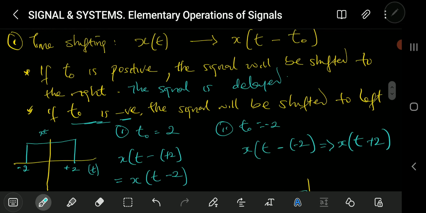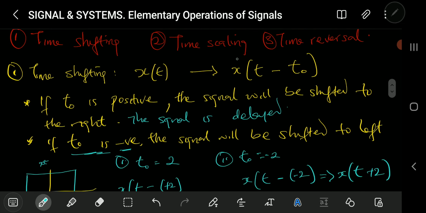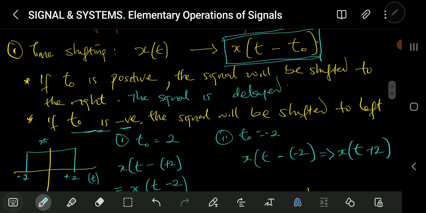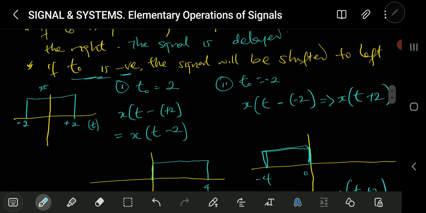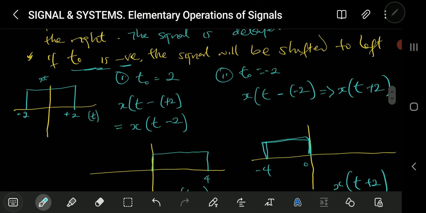You just have to take note of this mathematical representation for time shifting. When t naught is positive, it will be shifted to the right, and when t naught is negative, it will be shifted to the left. There's one thing you also need to take note of: this negative sign will be there when you are bringing in the value of t naught, especially in both cases, so that once you bring it in here, it becomes positive.